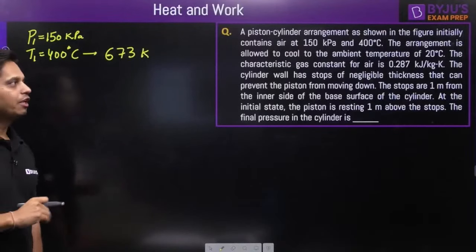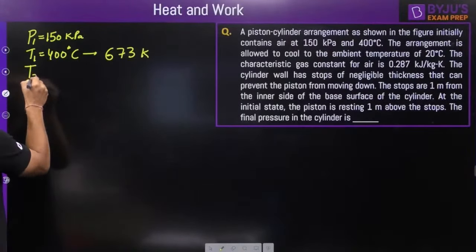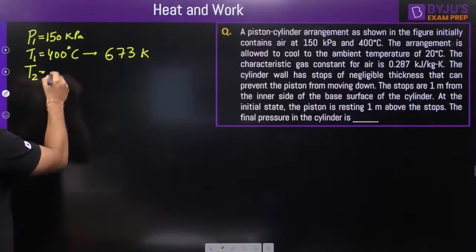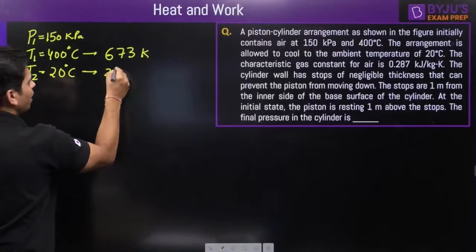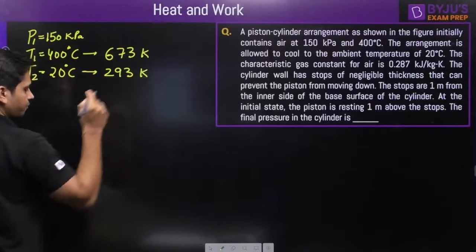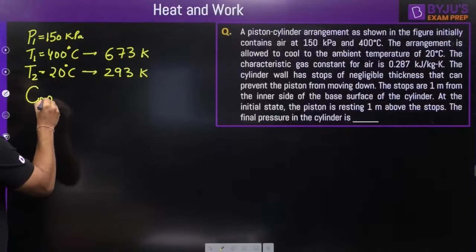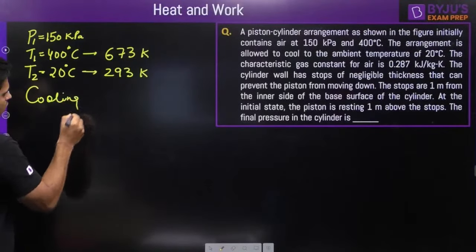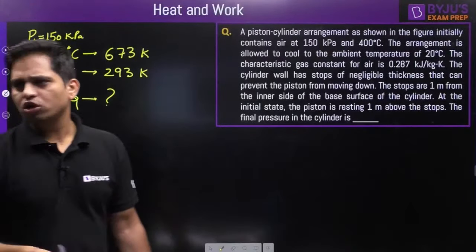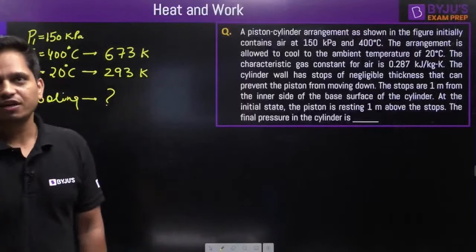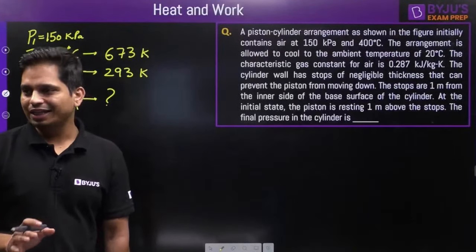Then what do you have? It is cooled down to a temperature T2, 20 degrees, which is 293 Kelvin. Now, the process that is happening is cooling. Now the question is, what kind of cooling is happening? Is it constant pressure? Is it constant temperature? Is it constant volume? We don't know. So we cannot take anything as constant.